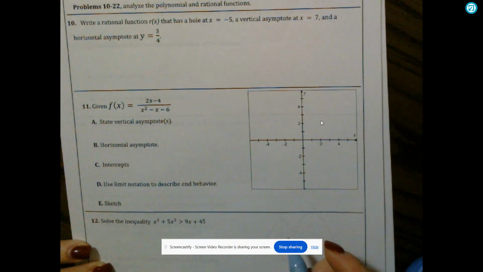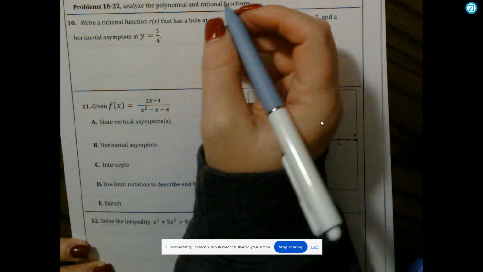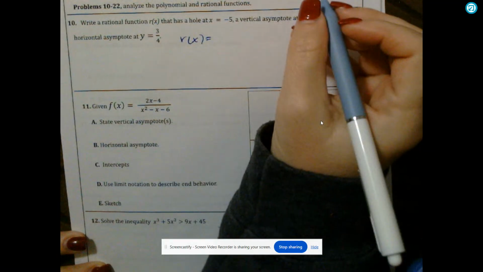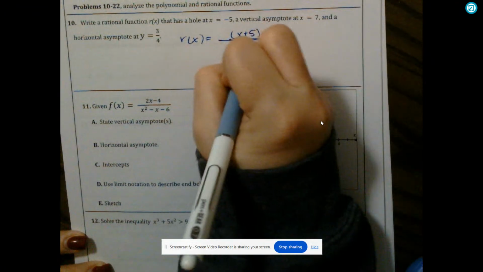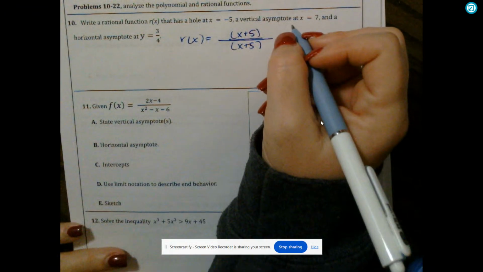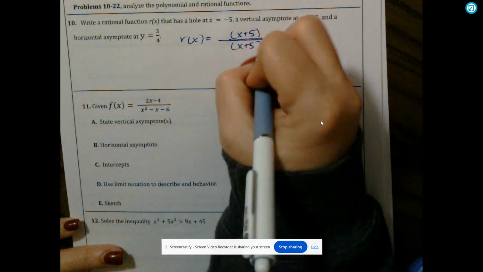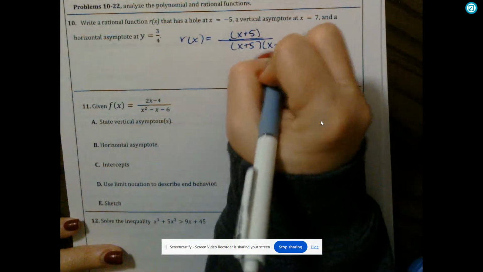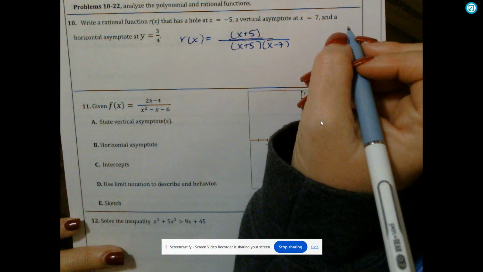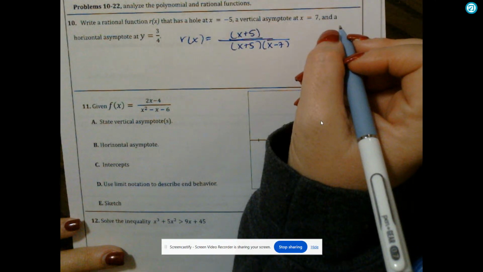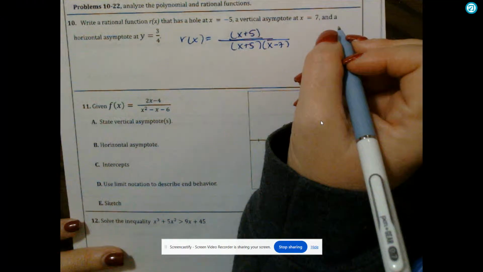All right, so let's see. We've got a hole at -5. So we're talking about r of x, right? A hole at -5 means we're going to have an x plus 5 on the top and the bottom. A vertical asymptote at 7 means I'm also going to have x minus 7 as the denominator, and a horizontal asymptote at 3/4, so you do need a 3 and a 4.